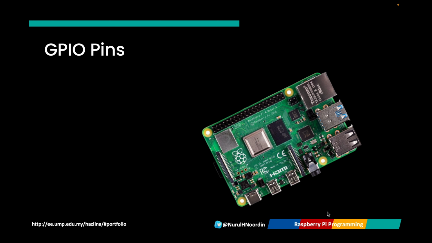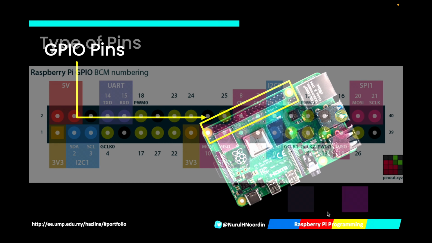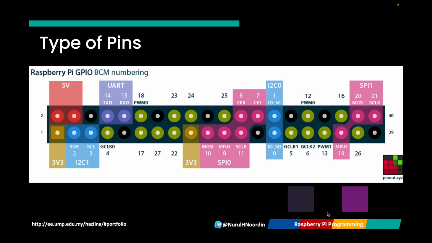GPIO, General Purpose Input-Output pins, allow the Raspberry Pi to communicate with external components used to control LEDs, buttons, motors, sensors, and more. These pins can be programmed for input, reading data, and output, sending signals. This is an example of a Raspberry Pi GPIO pinout diagram. This is the Raspberry Pi 4 GPIO pinout diagram. The Raspberry Pi has 40 pins.